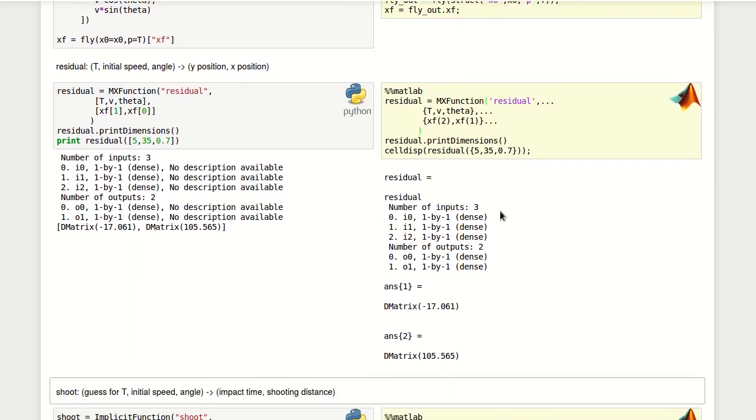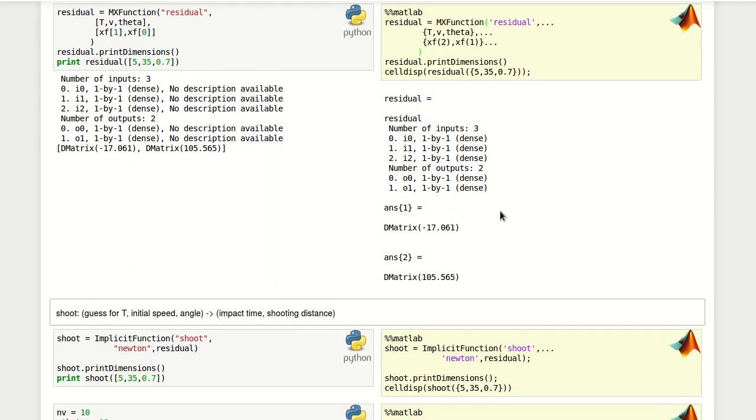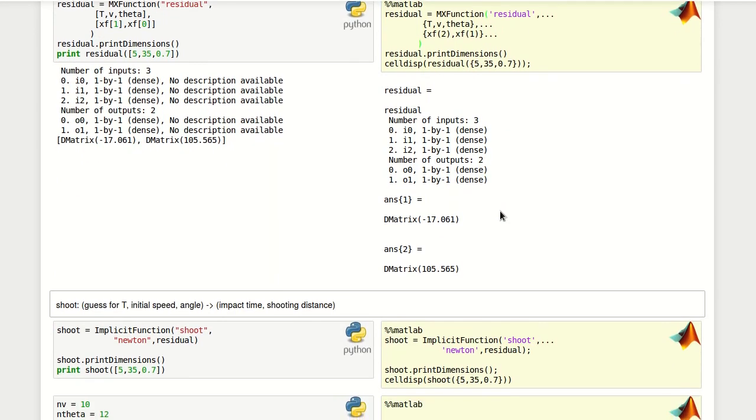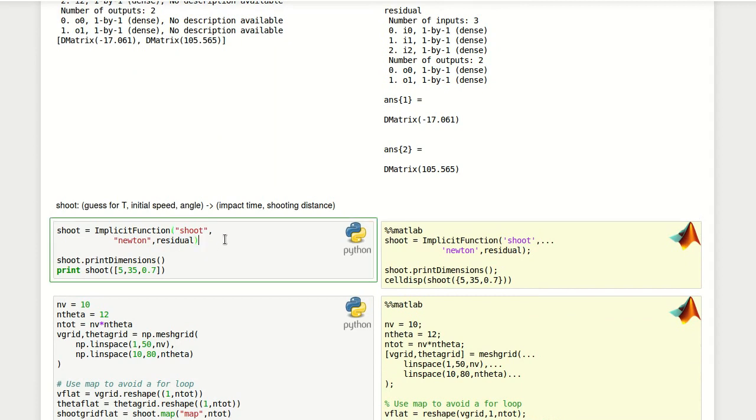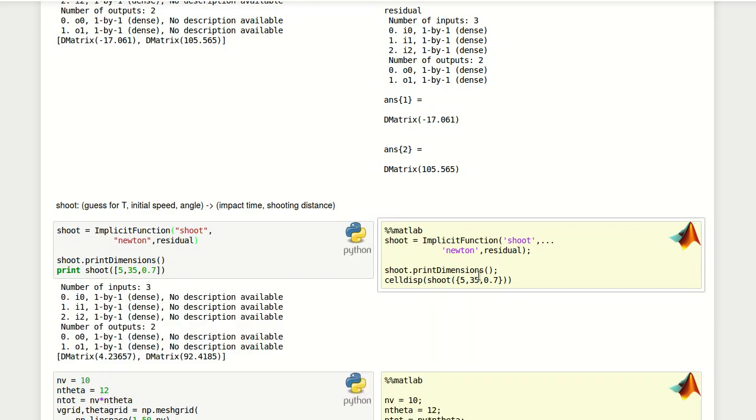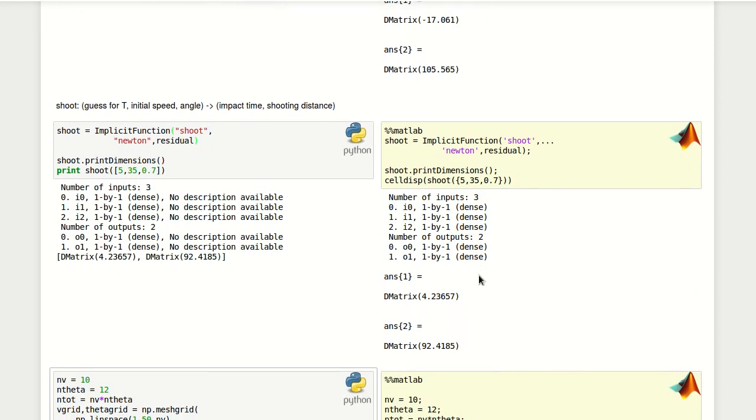Okay, so once we have the residual function, we can ask CasADi to solve it symbolically. So implicit function is a constructor. Shoot is just a label or a name in this case. Newton is the numerical bucket, so it takes simple Newton steps. And the residual is the residual that we defined. If we now evaluate this, yes, so we get the 92 meters again. So this is the amount of distance that we can cover given this initial guess.